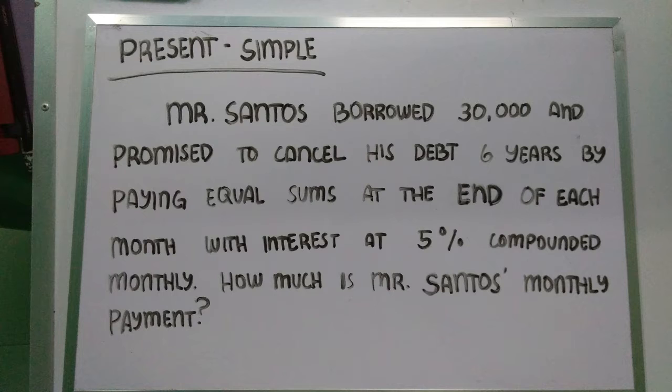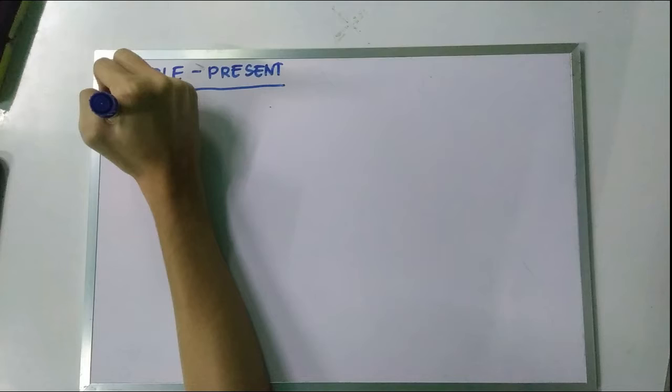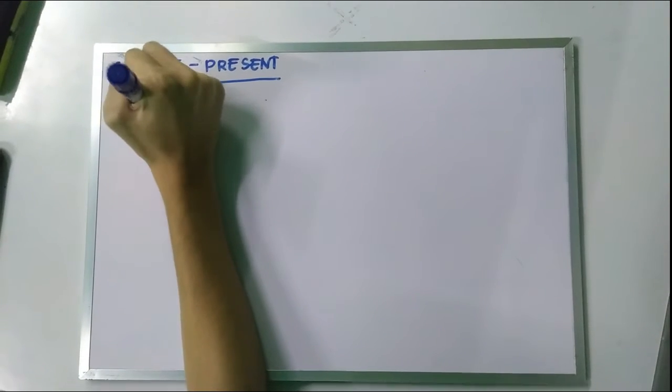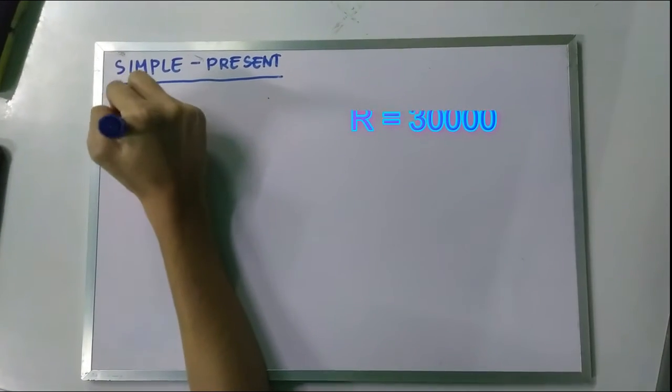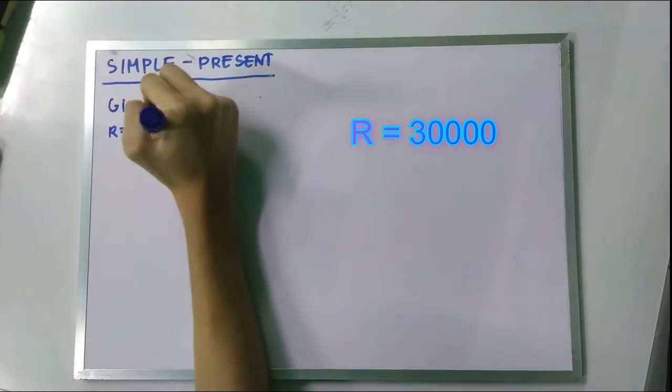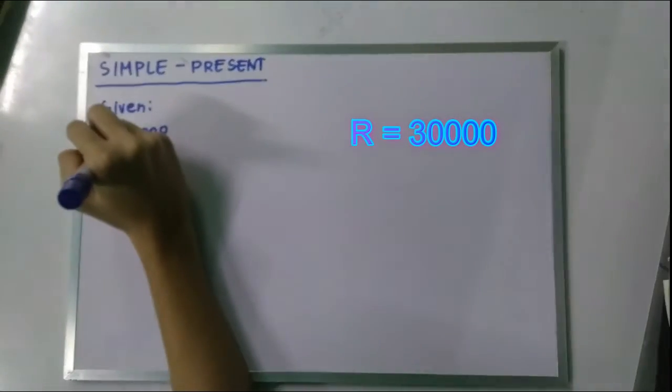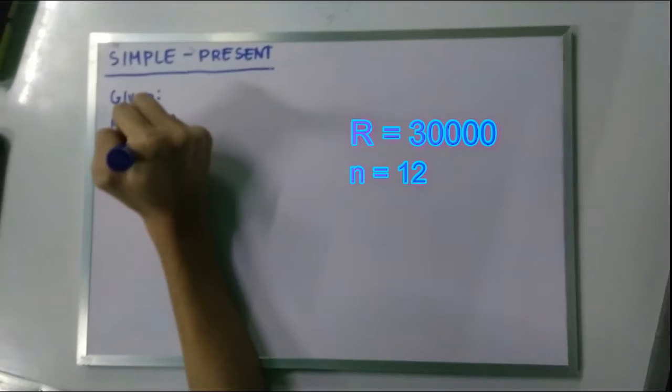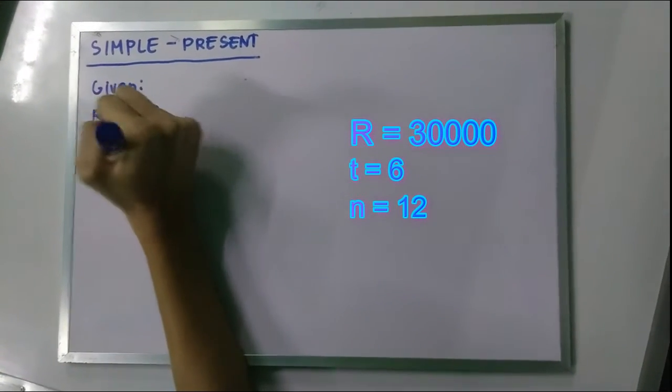Our problem for the present value of simple annuity is this. Mr. Santos borrowed 30,000 and promised to cancel his debt in 6 years by paying equal sums at the end of each month with interest at 5% compounded monthly. How much is Mr. Santos' monthly payment? So first, we should find our given. We have R equals 30,000. Next is the time, which is 6. N is 12 because it's paid and compounded every month.